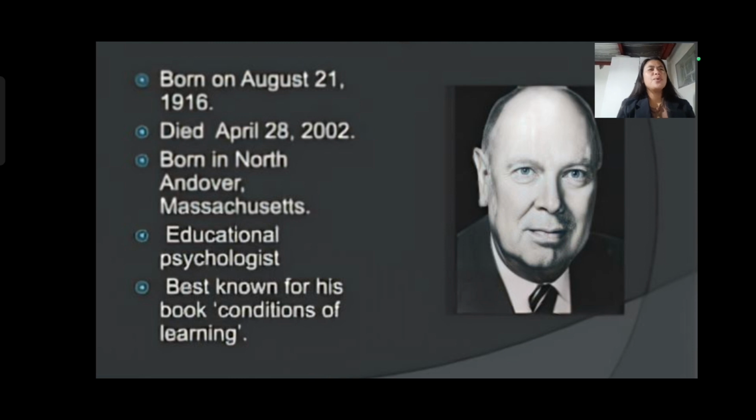So, who is Robert Gagne? Robert Gagne was born on August 21, 1916, and died on April 28, 2002. Born in North Andover, he is an educational psychologist, best known for his book Conditions of Learning.